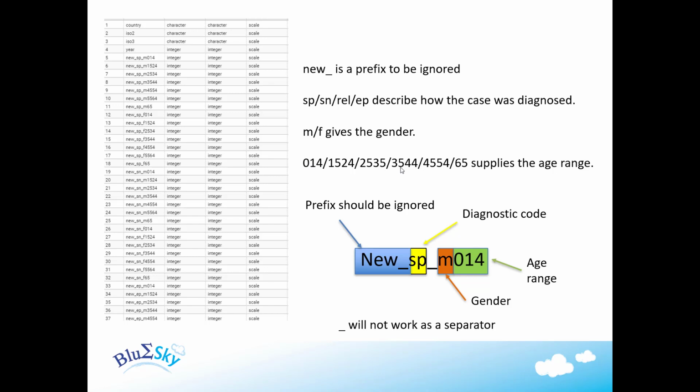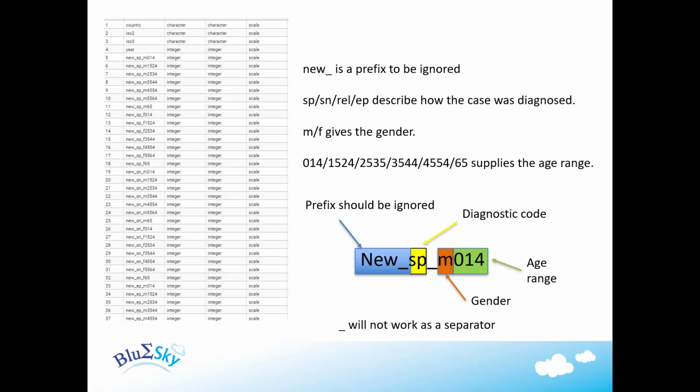which can take any of these ranges. Okay, so these are my variables, and encoded in these variable names, I have this important information that I want to separate out into separate variables. Now, clearly, underscore will not work as a separator, and the reason is very simple. Between your gender and age range, there is no underscore. There is an underscore before the diagnostic code and after the diagnostic code, but there is no underscore between gender and the age range.